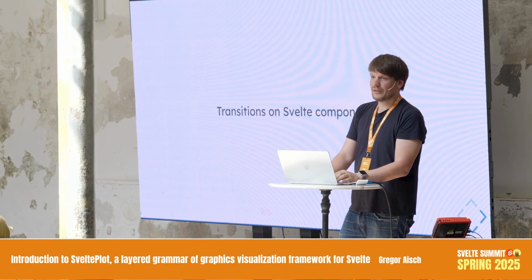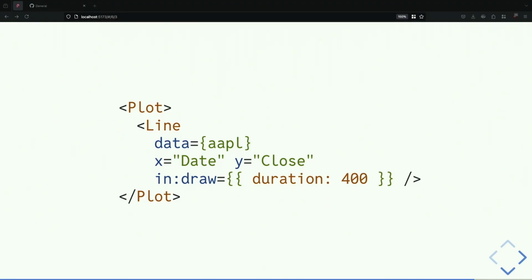Also, transitions on Svelte components, because what I really want to do is something like this. I have a line component that is aware of the plot and the data and the scales, and I can just pass in the transition as I would with a path. I just want to pass this over, and I tried so many ideas, so many things to pass all this down, and nothing was really happy.